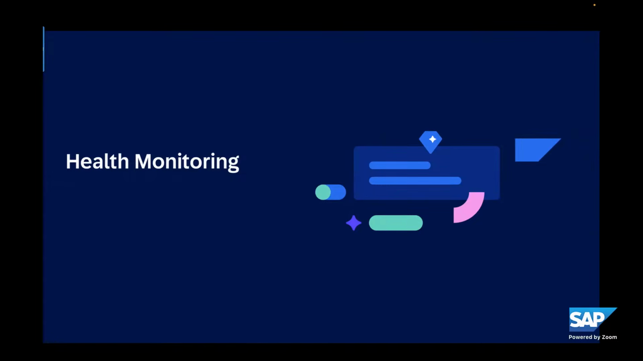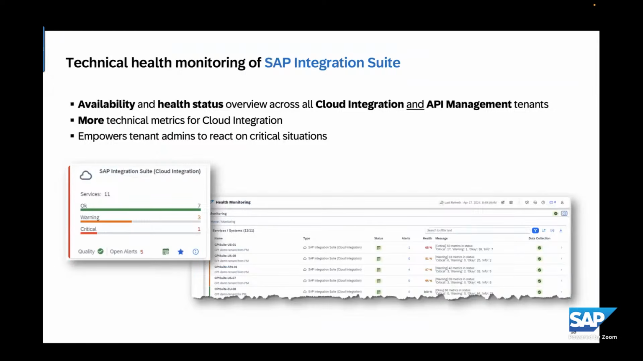And in the meantime, also on-premise metrics are supported by health monitoring, but we will now focus here on the Integration Suite relevant metrics. Here we can simply see a so-called health and availability status across all cloud integration and API management tenants. Those are more technical metrics for cloud integration. And you can simply see some critical situations up front. You can maybe directly also be alerted if a certificate is expiring in a few days. So you can then react to those things quickly.